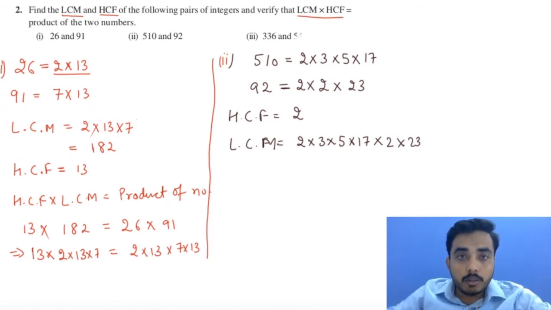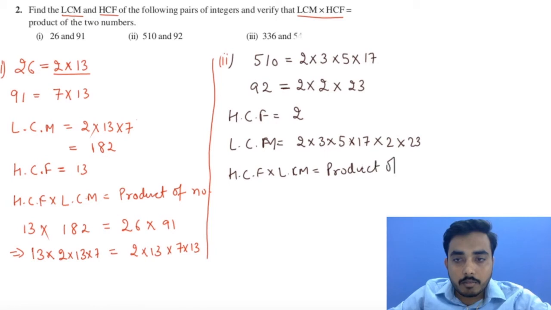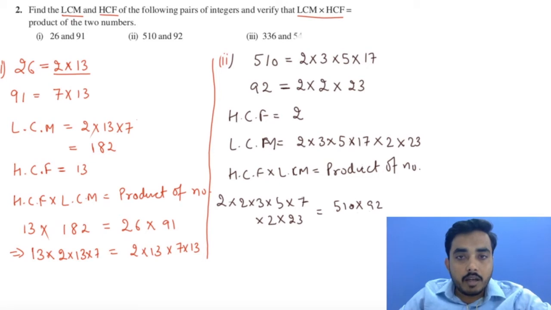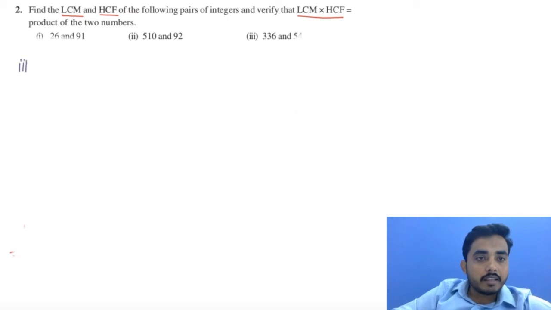Now what we need to verify is whether LCM into HCF is the product of the numbers or not. So HCF into LCM is the product of numbers. So you need to do 2 into 2 into 3 into 5 into 7 into again 2 into 23, which equals 510 into 92. Okay, now let's move to part 3.